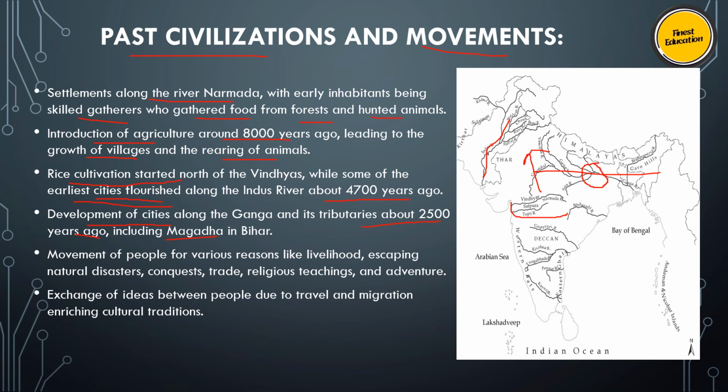There was movement of people in earlier times, and it was because of various reasons. The people used to move from one place to another for livelihood, to escape from natural disasters, to conquer new areas, for trading, and to spread religious teachings and for adventure. Because of this movement, there was exchange of ideas between the people.